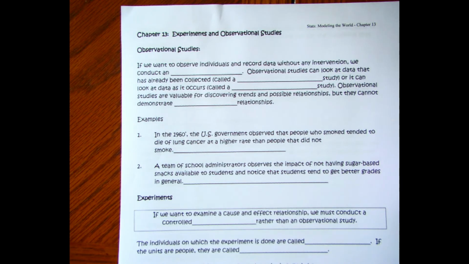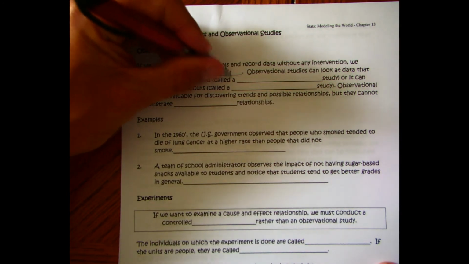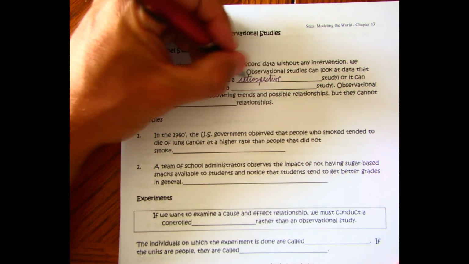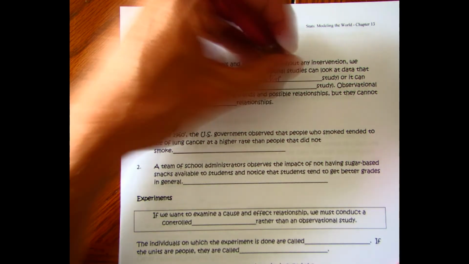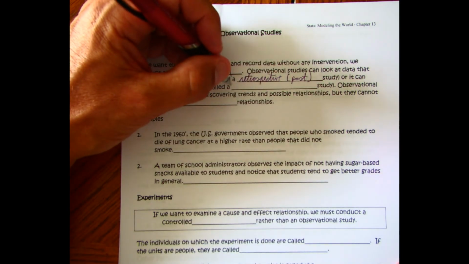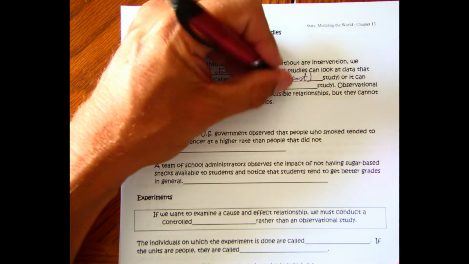Alright, so let's talk about observational studies. If we want to observe individuals and record data without any interventions, we conduct an observational study. So we've talked about this. Observational studies can look at data that has already been collected. These are called retrospective. That's a retrospective study. That looks into the past. Or it can look at data as it occurs, called a prospective. And that looks into the future.